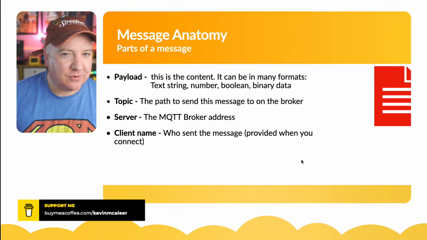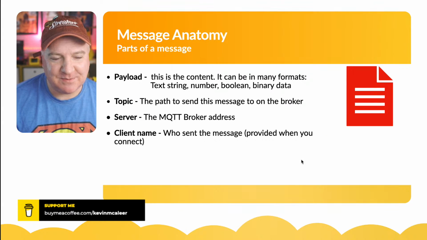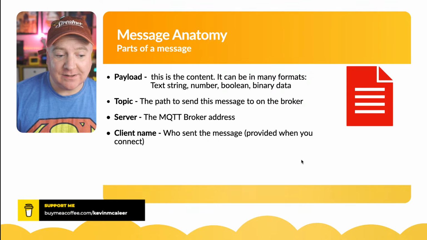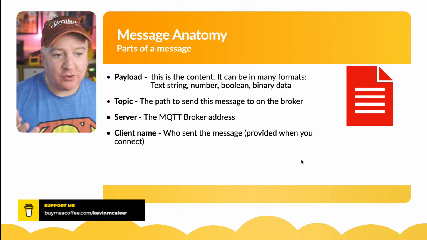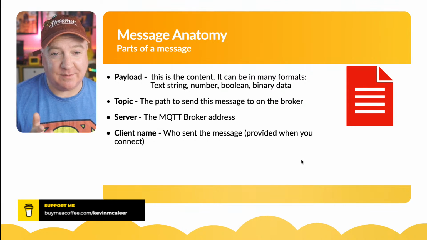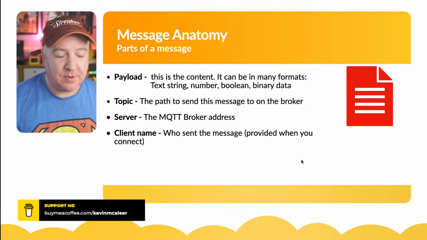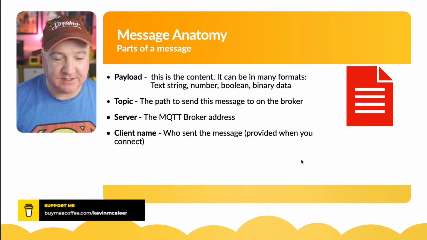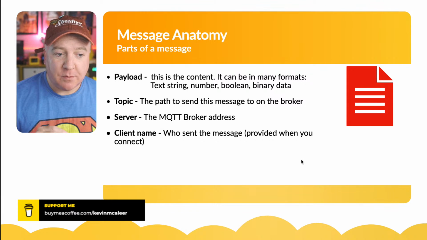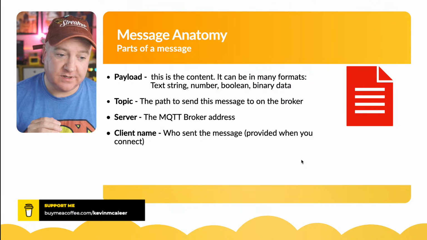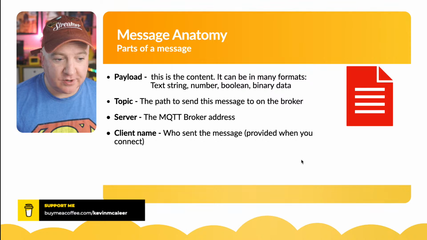So what does a message look like? What's the anatomy of a message? We have the payload. The payload is the content. This can be in many formats. It can be a text string. It can be a number, Boolean, binary data. It can be all different things, JSON strings as well. The topic is the path to send the message to the broker.